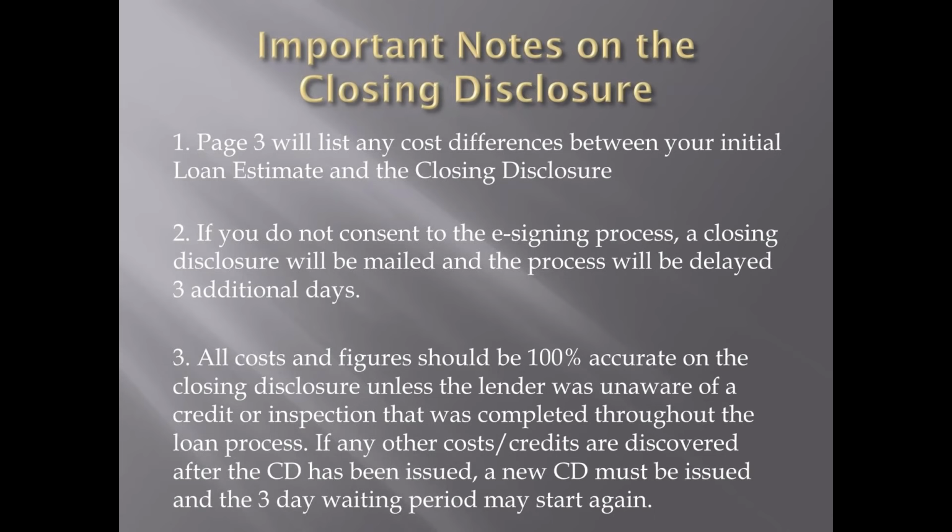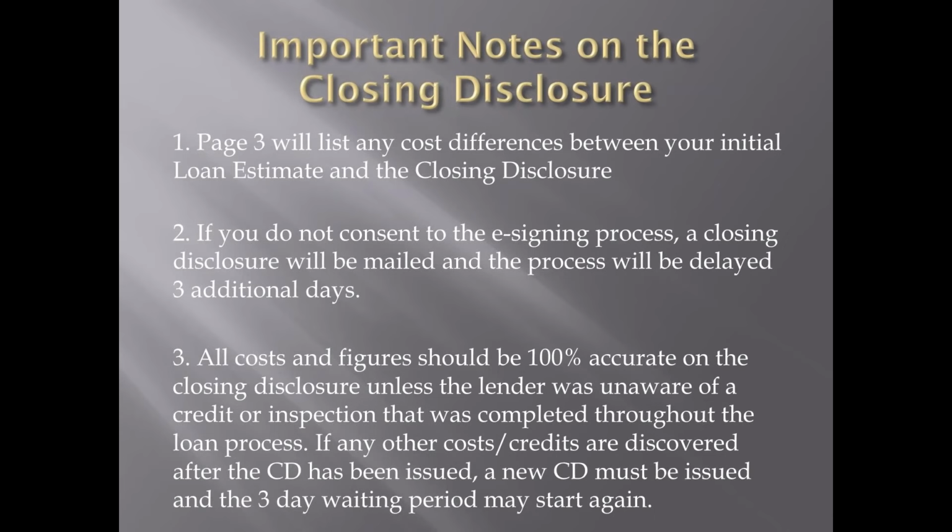All costs and figures should be 100% accurate on the closing disclosure unless the lender was unaware of a credit or an inspection that was completed throughout the loan process, okay? Or if any other cost credits are discovered after the CD has been issued, a new CD must be issued and the 3-day waiting period must start again.